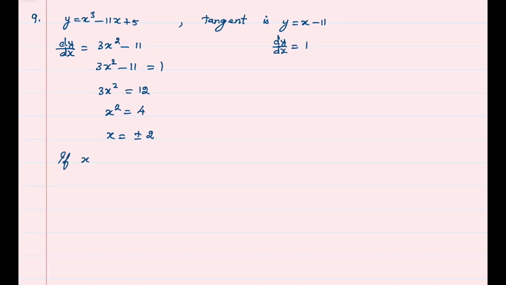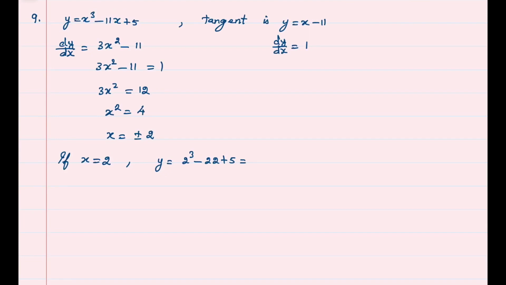If x is 2, we will calculate the y value. We can either substitute in the curve equation or in the tangent equation, but both should give us the same answer. Let us substitute in the curve equation. We get 2 cube minus 11 times 2, 22 plus 5.